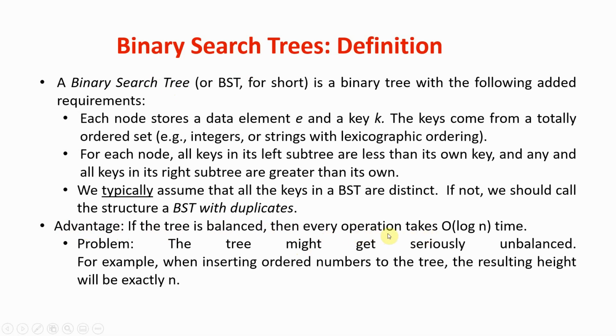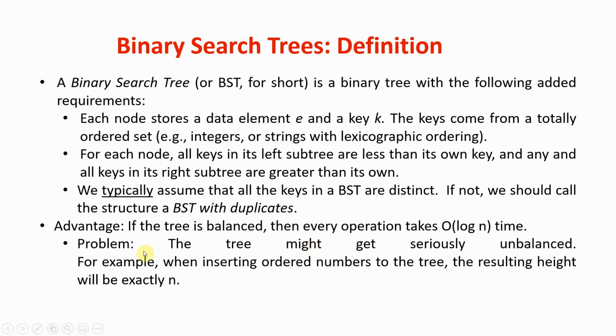The advantage of having a binary search tree is that if the tree is balanced, then every operation, by every operation we mean searching, inserting, deleting, takes order of log n. Okay. The problem or disadvantage is that the tree might get seriously unbalanced after you insert a new element to it, right? We learned in the previous video how to do insertion and deletion in a binary search tree, and we also did the implementation of that, right? But the problem is that once you do insertion and deletion of nodes in a binary search tree, even if the original tree is balanced, after insertion it might lose its balance, right?